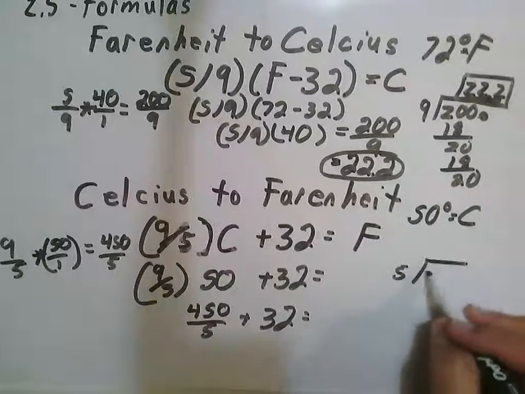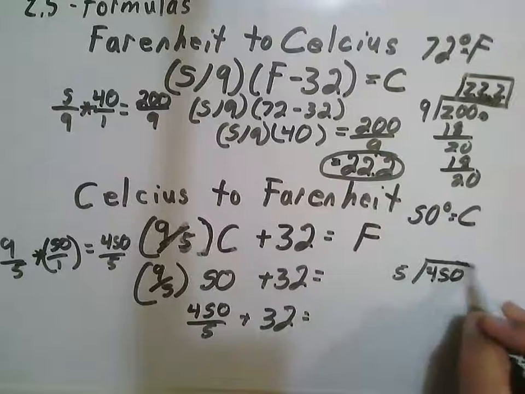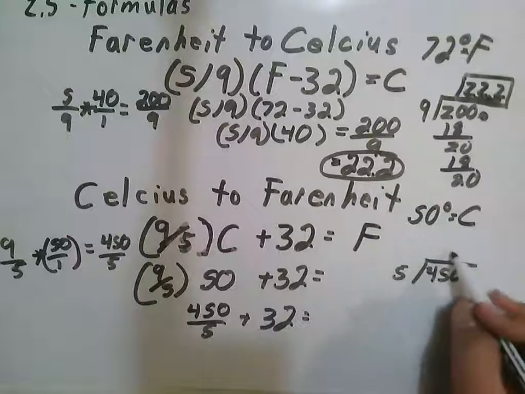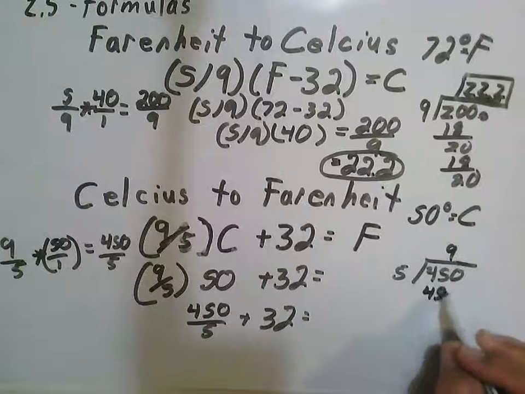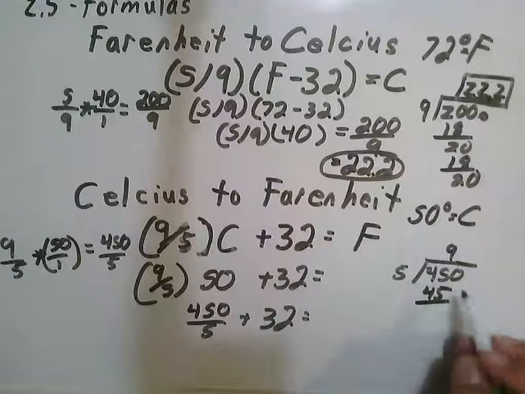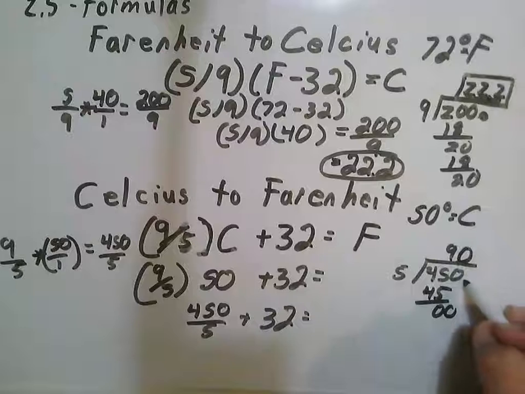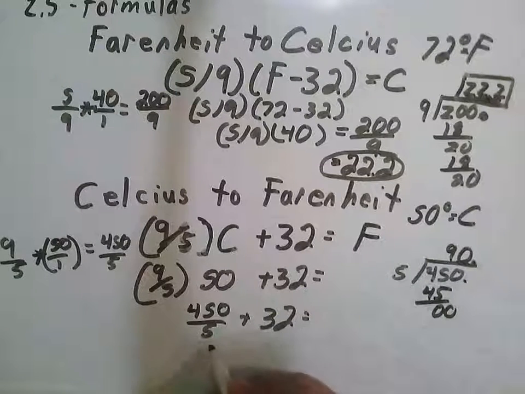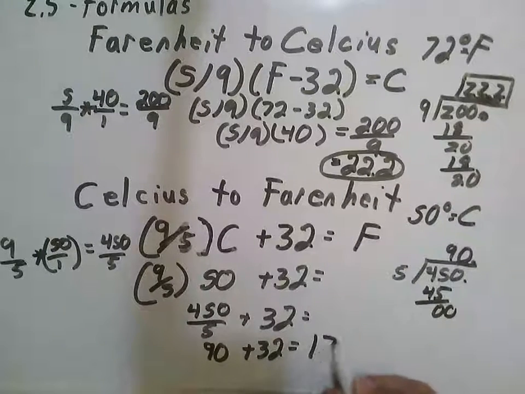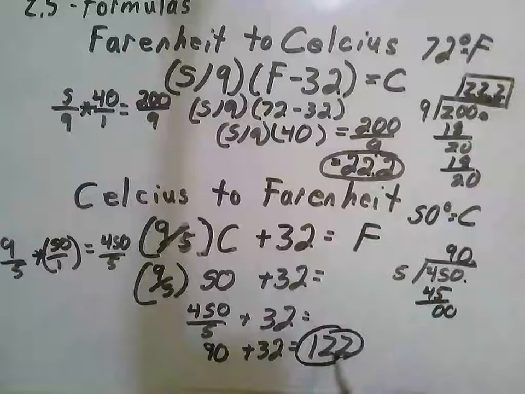I'm just going to move this over here. 5 will go into 450. 5 won't go into 4, but 5 will go into 45 9 times. 9 times 5 is 45. 5 will go into 0 times. Remember, you take it all the way out to the decimal. There's nothing left to divide there, so this is just going to be 90 plus 32 is going to give me 122. So I know that 122 degrees Fahrenheit is the same thing as 50 degrees Celsius.